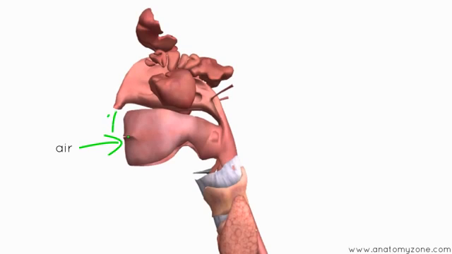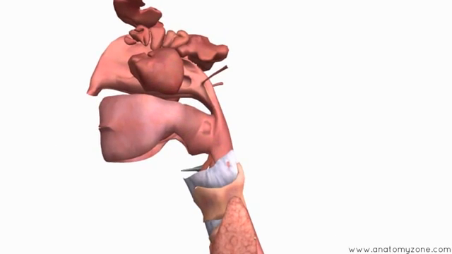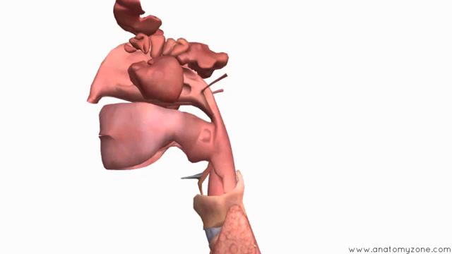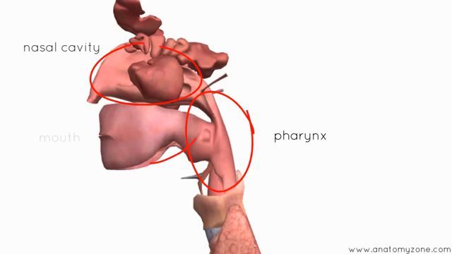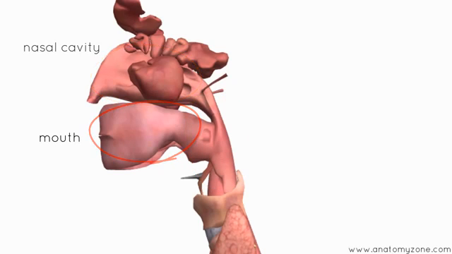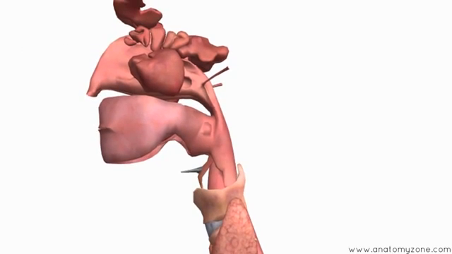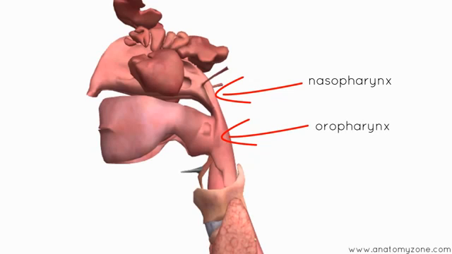So the other pathway for air is through the mouth. The air enters into the mouth and passes posteriorly into the pharynx. The pharynx is this muscular tube posteriorly behind the nasal cavities and the mouth, and it joins the nasal cavities and the mouth to the esophagus and the larynx below. So you've got three parts to the pharynx. You've got the nasopharynx at the top, the oropharynx, which is just behind the mouth, and the laryngopharynx, which sits inferiorly.